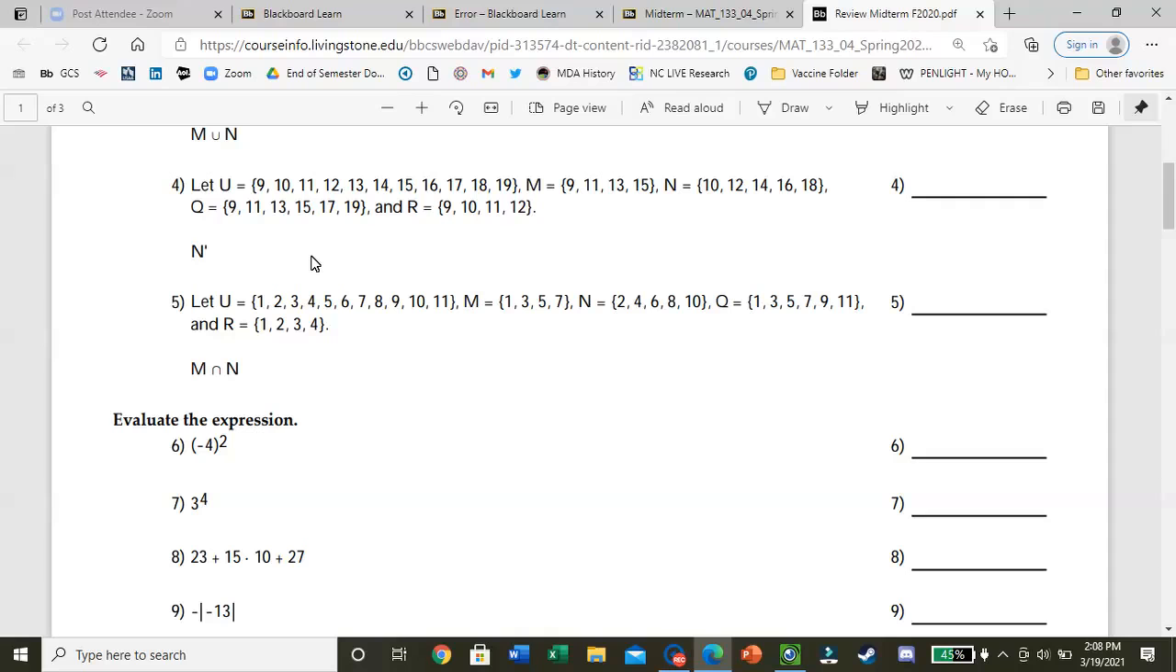The universal set is 9, 10, 11, 12, 13, 14, 15, 16, 17, 18, 19. Okay, and we also have set n, which is 10, 12, 14, 16, and 18.